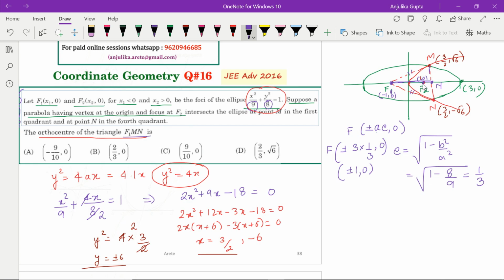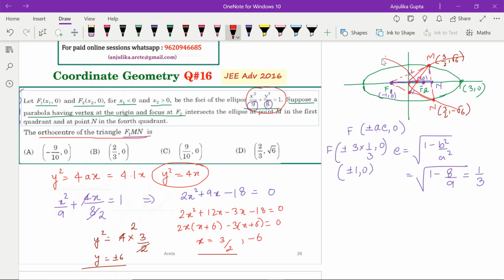The point where the altitudes meet, that is the orthocenter. It should lie on this line, so definitely on the x-axis. To get precisely where that point is, I will draw a perpendicular from M onto F1N. Let's draw that. Okay, like this. I have drawn it. Let's say the point where it meets the x-axis, that should be the orthocenter.